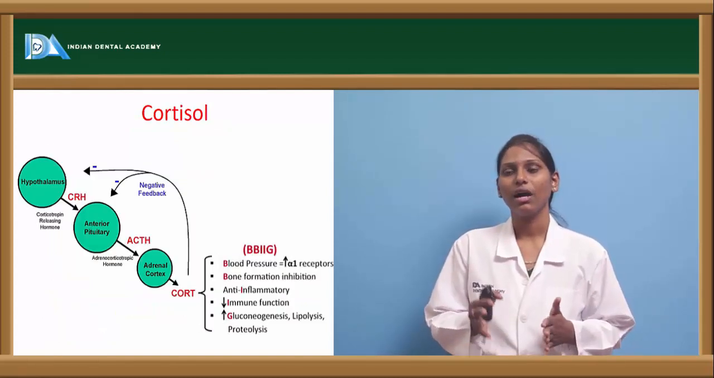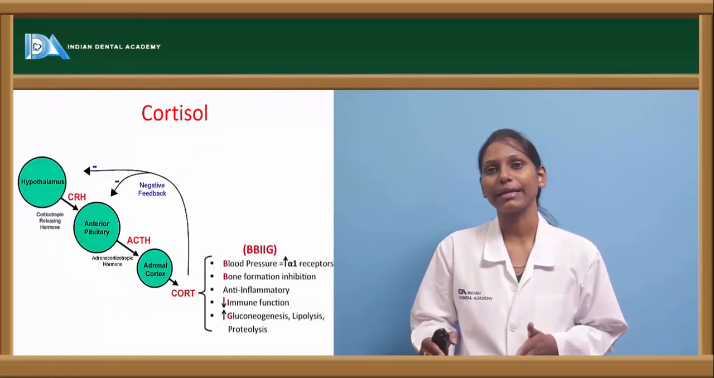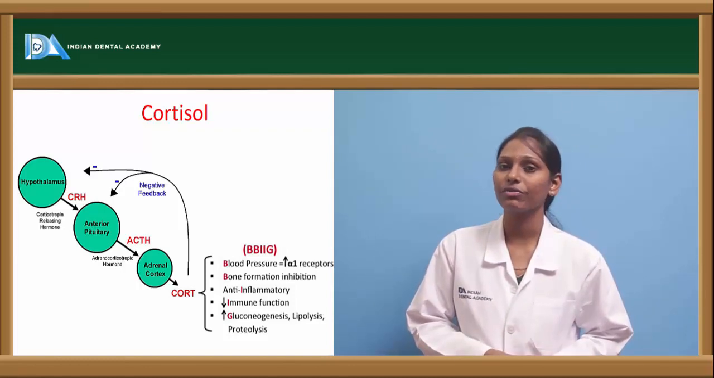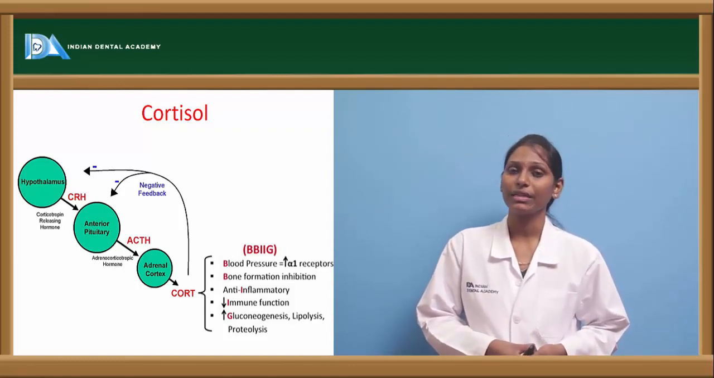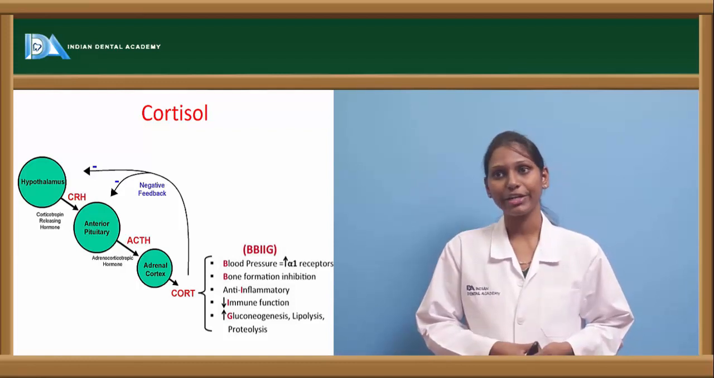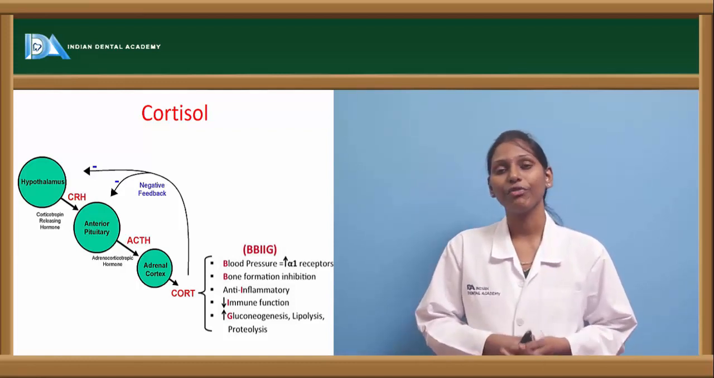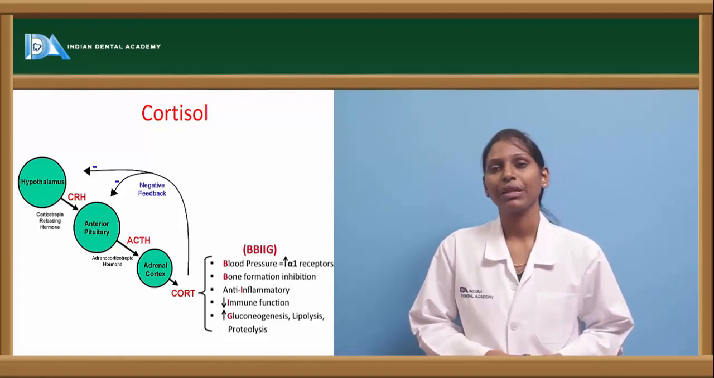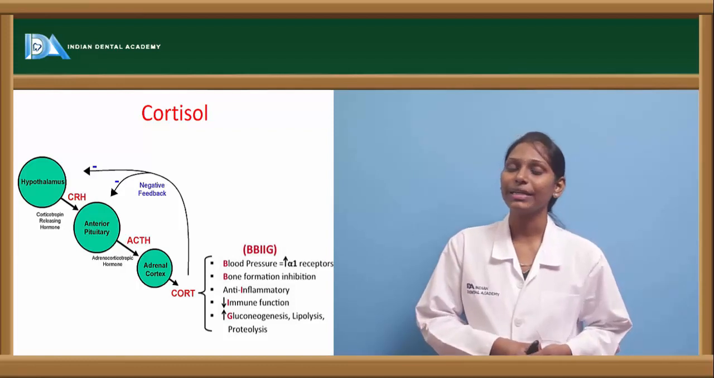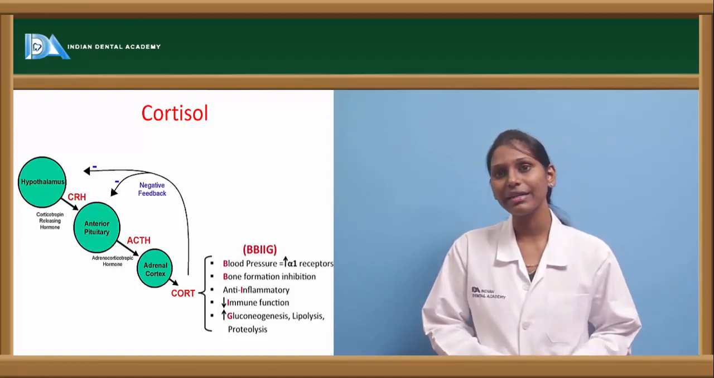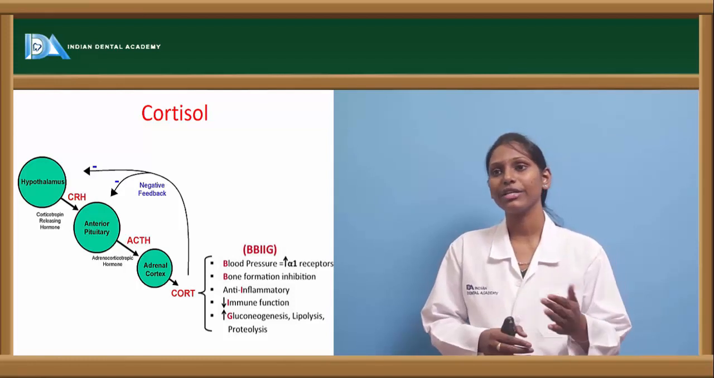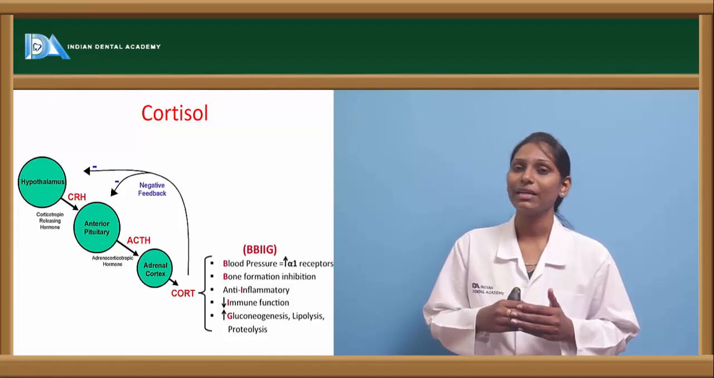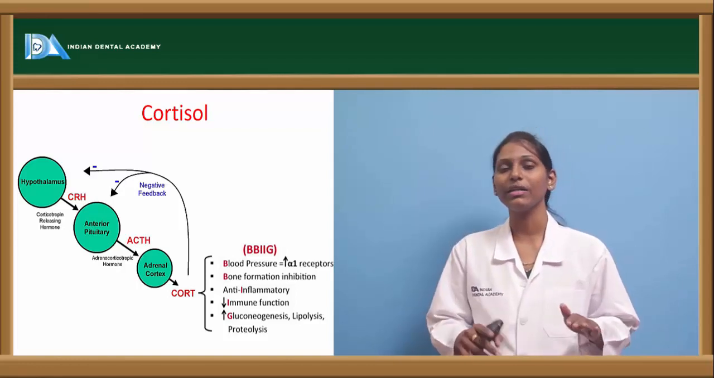So how is this cortisol actually secreted? What is the mechanism? From the hypothalamus, there is a hormone that is released called corticotrophic releasing hormone. This corticotrophic releasing hormone will have a stimulating effect on the anterior pituitary, where the anterior pituitary will release a hormone called adrenocorticotrophic hormone. This adrenocorticotrophic hormone is again a stimulating hormone on the adrenal cortex, where after stimulation with ACTH, it will release cortisol.